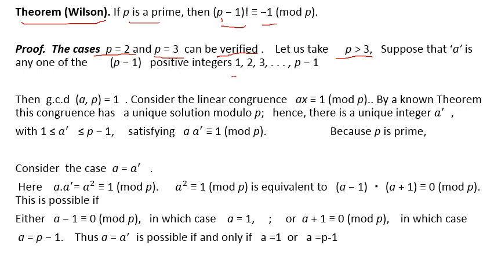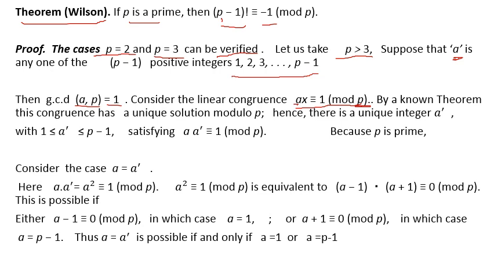Now choose all integers between 1 and p: 1, 2, 3, up to p minus 1. A may be one of them. A may be 1, A may be 2, A may be 3, or A may be p minus 1. Since A is less than p, A and p are relatively prime. GCD of A comma p is 1. We will consider the congruence relation AX congruent to 1 modulo p. Here the GCD of A and p is 1, which implies they have one solution. This is a property of congruence relation.